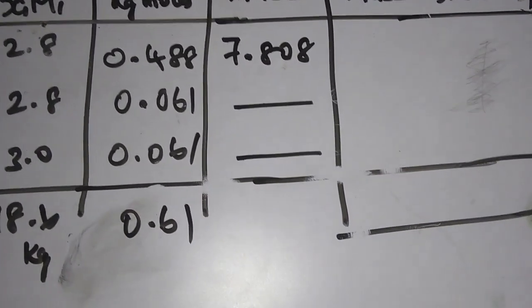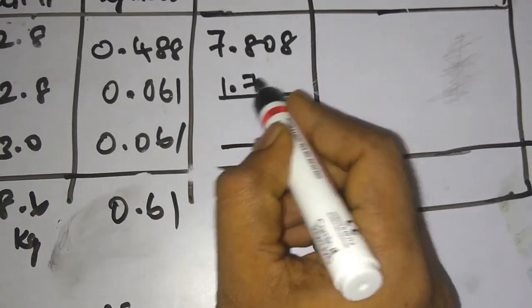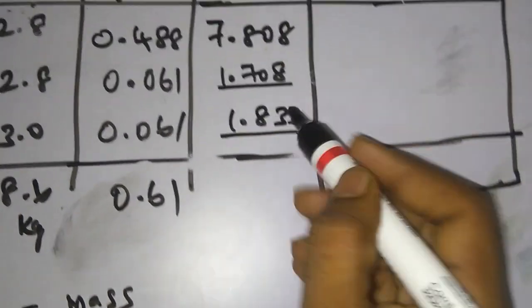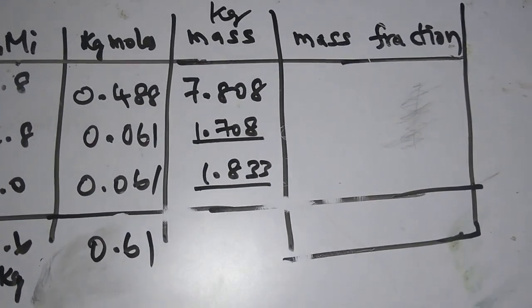How much are you getting? You will get 1.708, 1.833. So this is the mass in kilograms. Okay, so mass in kilograms.